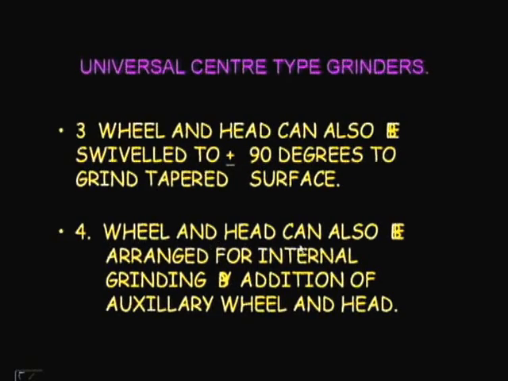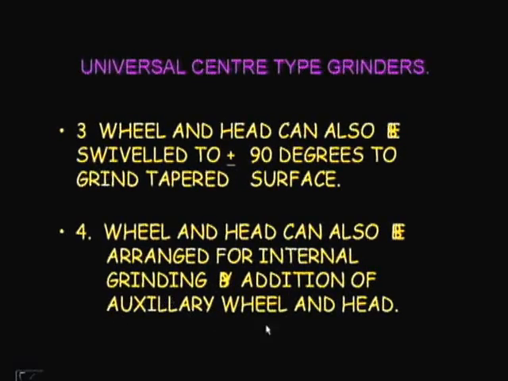The fourth one is that the wheel and head can also be arranged for internal grinding by the addition of an auxiliary attachment. Actually this is external cylindrical grinding, that is, the external surface can be ground. Now with auxiliary, that is additional fixtures or additional things we can accommodate, we can get internal grinding also in an external grinding machine. So that is another advantage of this universal grinding machine.